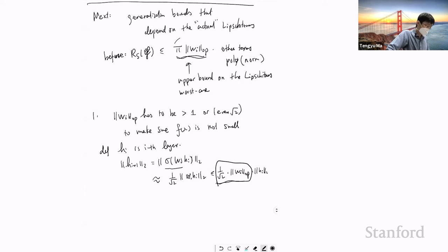That's why you have to make sure that the operator norm of W_i is somewhat big. It cannot be too small. In the most optimal case, you want the operator norm to be larger than 1. But in the more typical case, you need it to be even larger than square root 2. So in some sense, this means that the product will be big.